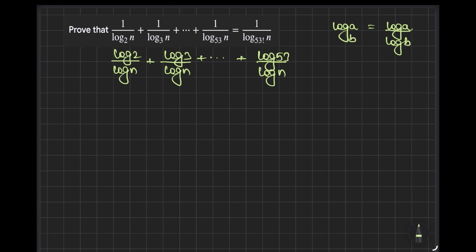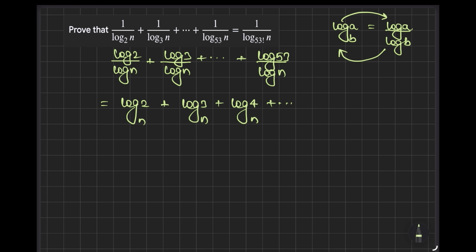Is that okay? Now, from here we went to here, now from here we will come to here. So can I write log 2 base n, log 3 base n, log 4 base n, and so on, up to log 53 base n. Now you know this property: log m plus log n is nothing but log mn.